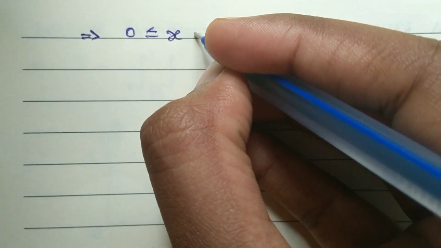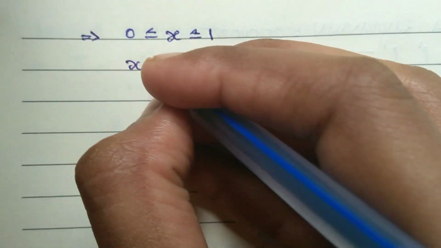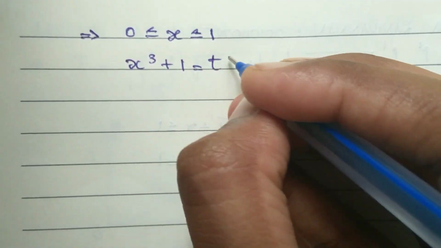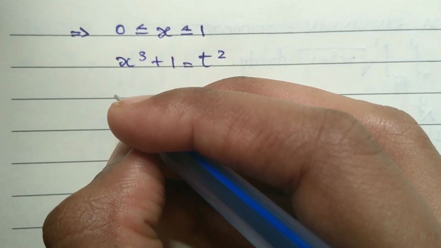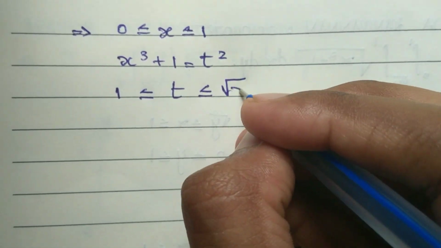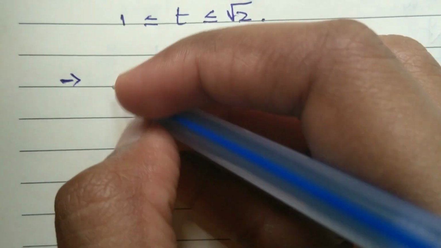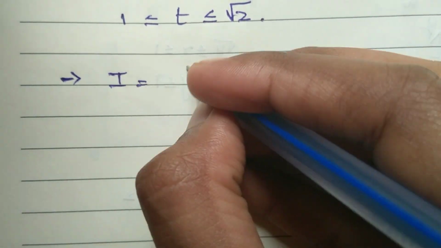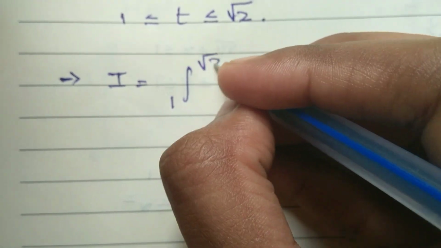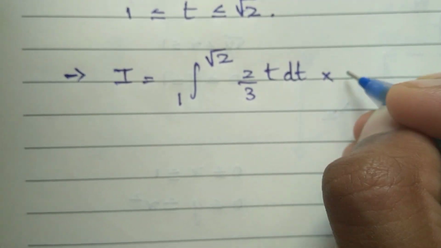Now let's also find the limits for t. We have 0 less than or equal to x less than or equal to 1. Now if we substitute in the equation x cube plus 1 equal to t square, which we assumed in the beginning, we will get the limits 1 less than or equal to t less than or equal to root 2. Now let's substitute the whole thing in the original equation for I. That will be equal to integral from 1 to root 2 of 2 by 3 t dt into t.